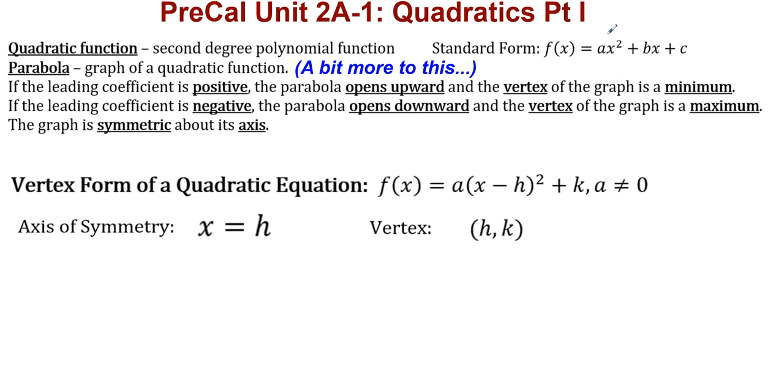So reviewing quadratics real quick, we have standard form where it's ax squared plus bx plus c. And this is very useful because it gives us a y-intercept and it tells us some basic characteristics of the quadratic, how it opens and things like that.